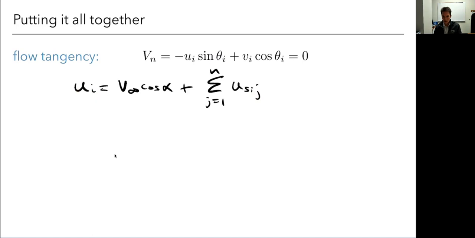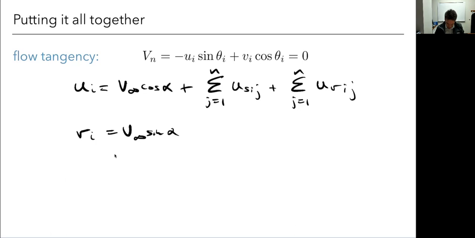And then I do the same thing for the vortices. U for the vortices, and sum over all J panels. Okay, and then I do the same thing for V. It's going to be V sine alpha plus these things, which look more or less the same. You just change the U's with the V's. Okay, so we know how to do all those. We've got them all.